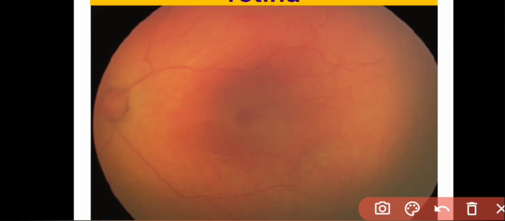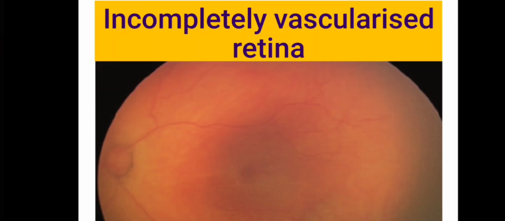As you can see in this picture, the vascularization has not extended after this. See, the vessels are abruptly ending here and there is no vascularization. But along with that, there are no signs of ROP also. Like there is no whitish demarcation line or ridge, nothing like that. Just there is abrupt stoppage of the vascularization in the peripheral part of the retina. So this is incompletely vascularized retina which we see in the preterm babies.